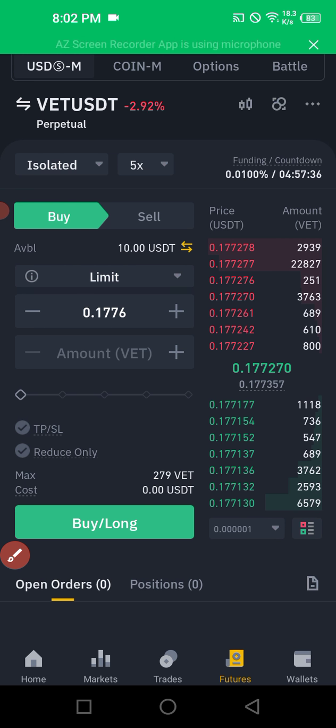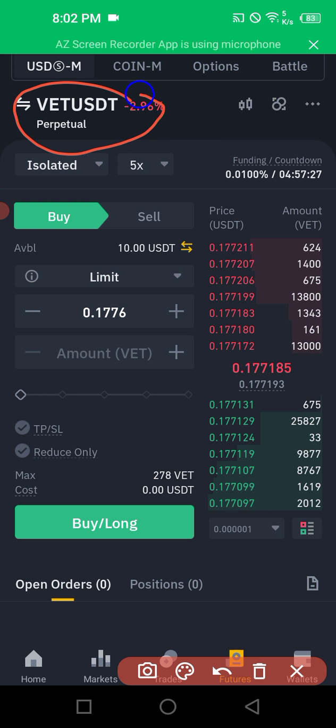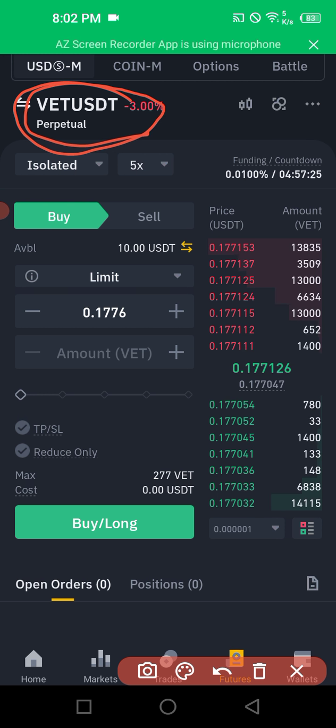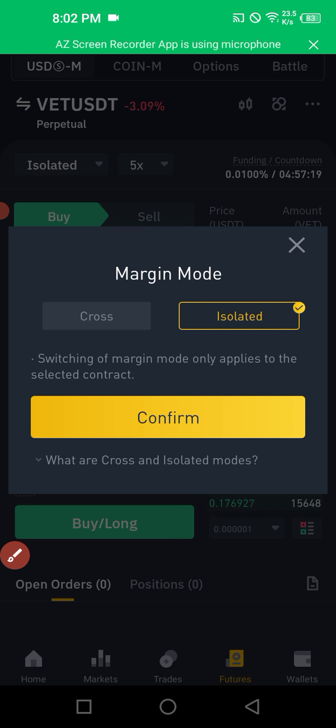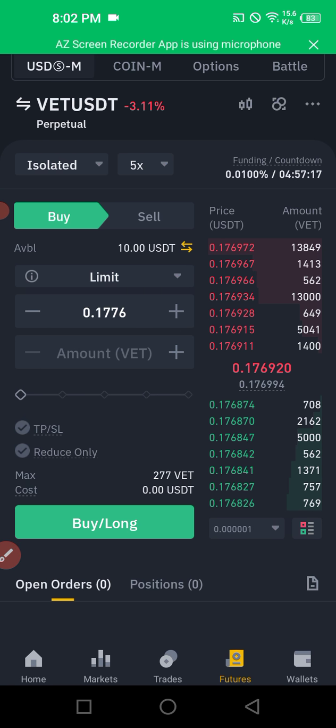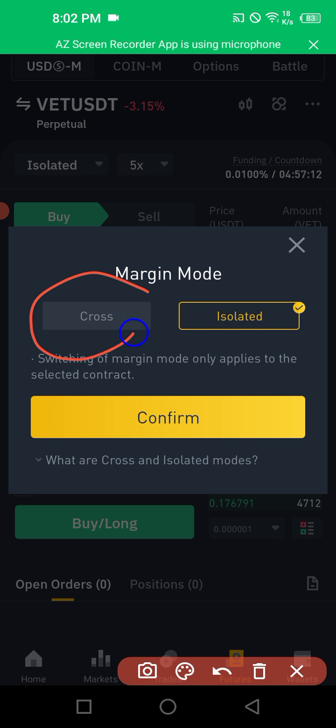Once you click on it, let me quickly explain what we're seeing here. We have the cryptocurrency versus USDT. We have this part where it says isolated. If you click on it, you will see cross and isolated. I choose isolated, so let me explain isolated and cross.